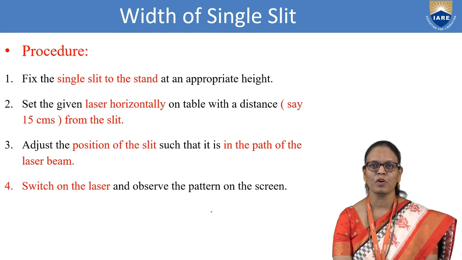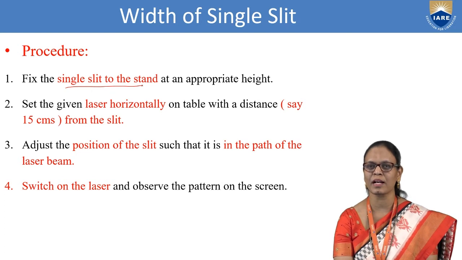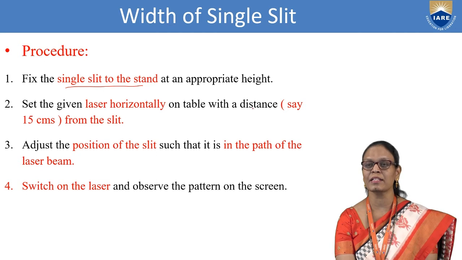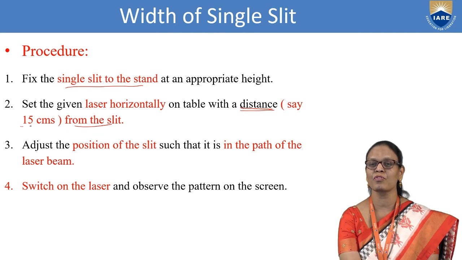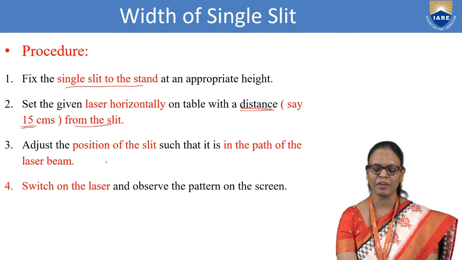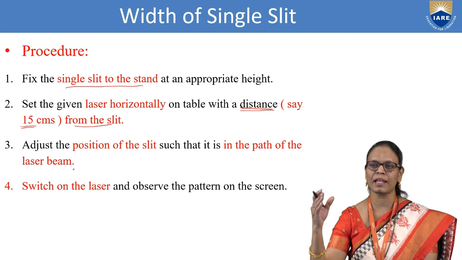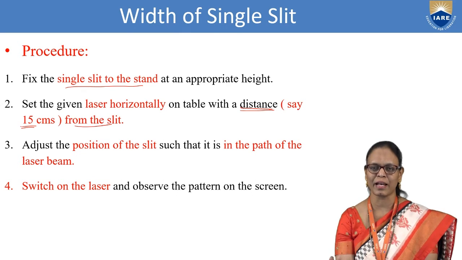Yes, a quick recap of the procedure. We have fixed the slit to the stand at an appropriate height and we have set the laser horizontally on the table, arranging the distance between the two. The distance between the source and the slit, say 15 centimeters, we have put, and we have adjusted the position of the slit such that it is in the path of the laser beam. Means the laser beam and the slit are both at the same height and along the same line. Now we switch on the laser. Once we switch on the laser, we see the diffraction pattern on the screen.